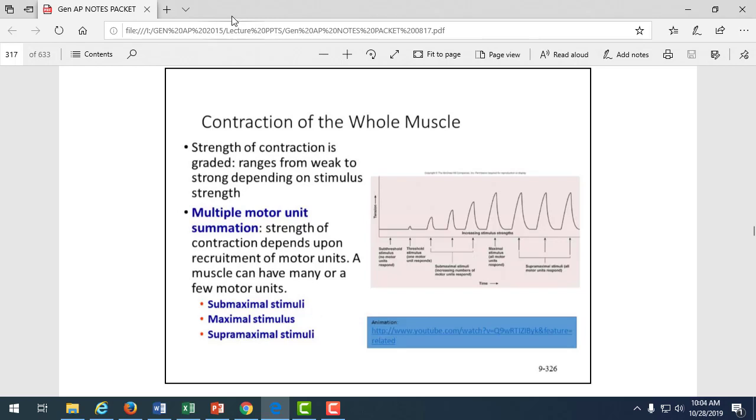So when we look at stimulating a muscle, a submaximal stimulus means some of the motor units are contracting in that bicep muscle. For example, if you're going to lift something, that's a submaximal stimulus. So that you have action potentials stimulating some of the motor units. But a maximal stimulus is when you have all the motor units contracting together. Again, we can't simulate that.